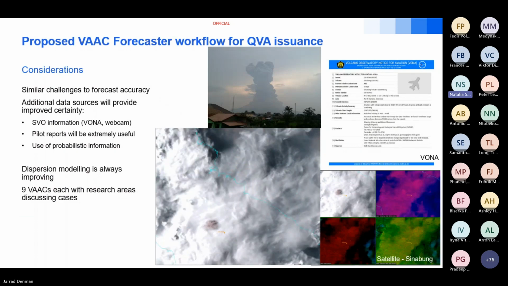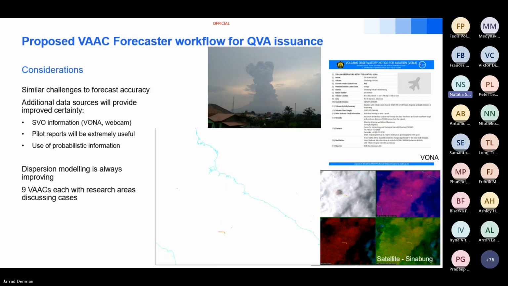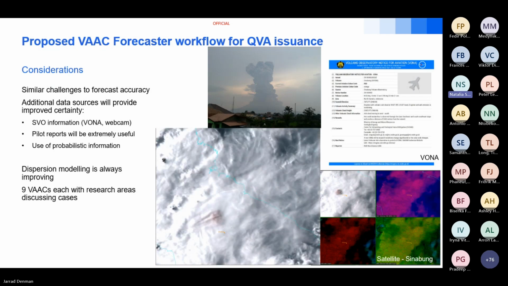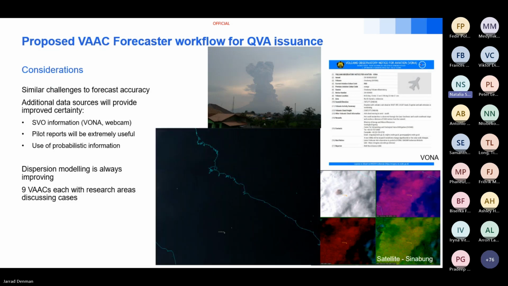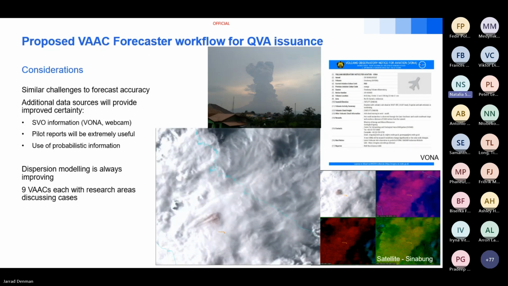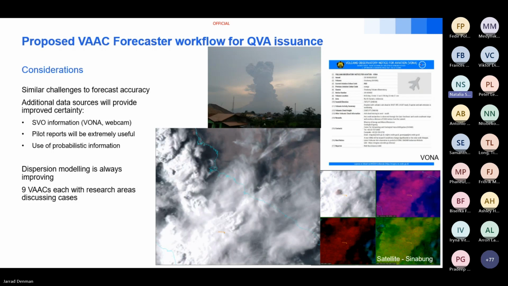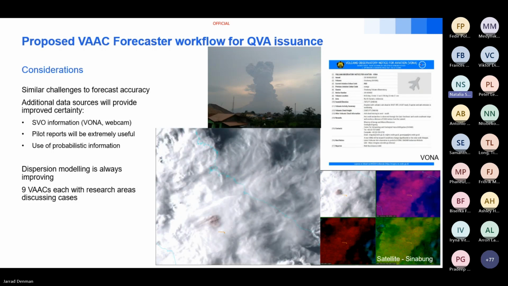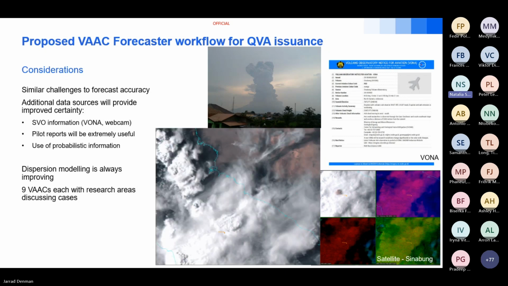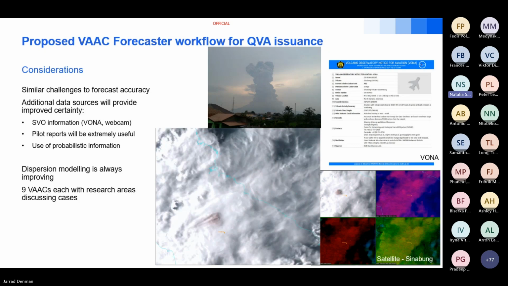Other things to consider is we still have similar challenges to forecast accuracy. So limited information, partial information, where it could be covered in cloud. So the animation there is for a Sinabung event, again, a couple of months after the first one, where it was covered in cloud and we had limited information on the satellite imagery. We had a ground report that, in this case, provided some information, but to help us improve the certainty in this information, we need additional information sources coming into us.